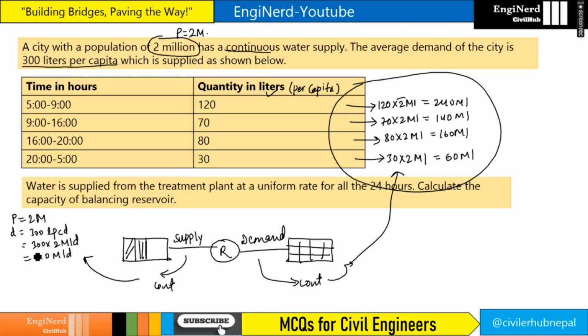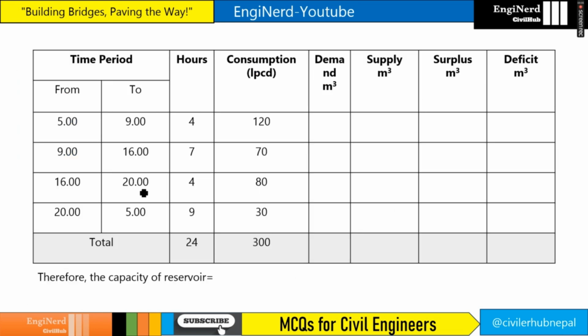Now, this 600 million liter per day will be converted to million liter per hour because we have the time in hours. So demand will be 600 divided by 24, since it is a 24-hour supply. 600 by 24 is 25. It will be 25 million liter per hour. So we need to have these values for the supply system, and this is for a continuous system.